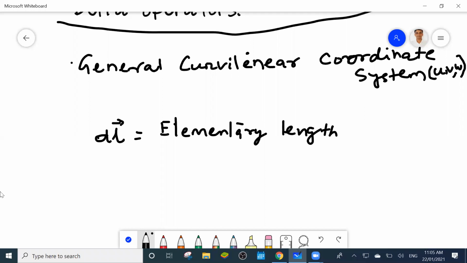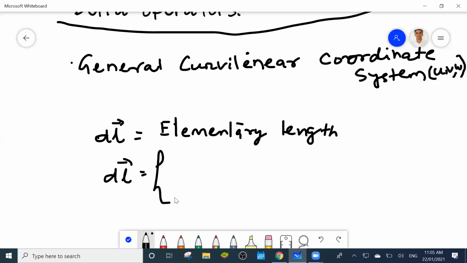Okay. Now, in this case, what do I write? Del L means small infinitesimal length. Suppose a larger length is capital L, so a small section of that length I will choose, that is known as del L. So in that del L, since it is a vector quantity, I can write in this format.